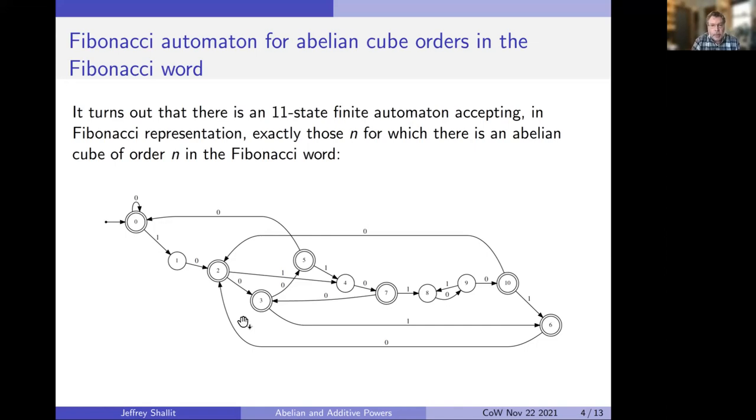So for example, let's take a look at 12, which in Fibonacci representation is 10101. You start here, 10101, and it leads to a non-accepting state. So there is no abelian cube of order 12.